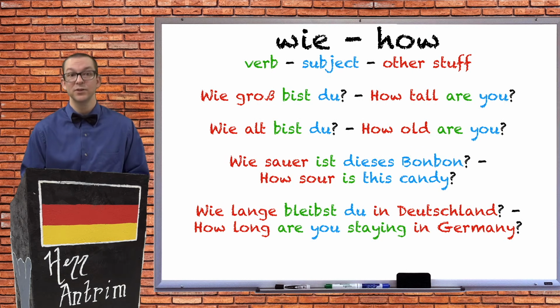You can do the same in English, which you can see in these examples. Wie groß bist du? How tall are you? Wie alt bist du? How old are you? Wie sauer ist dieses Bonbon? How sour is this candy? Wie lange bleibst du in Deutschland? How long are you staying in Germany?